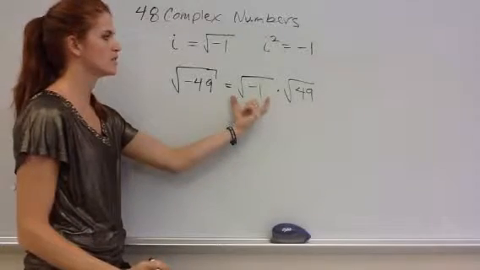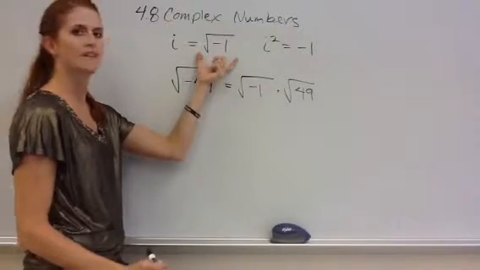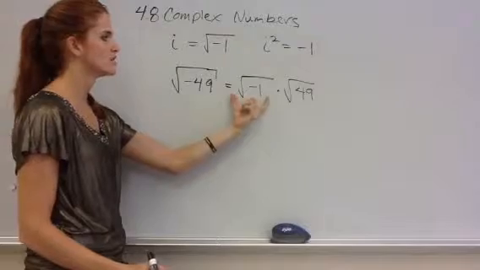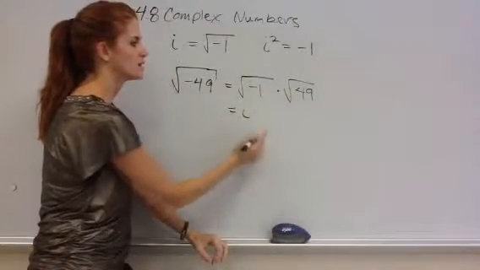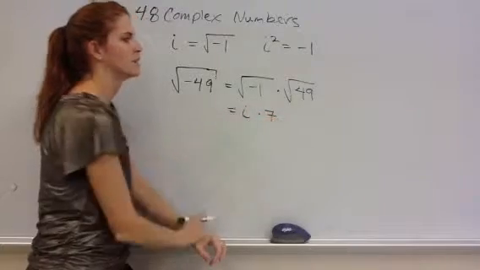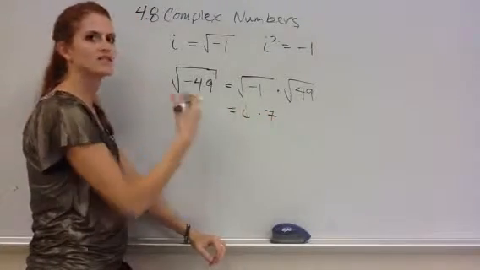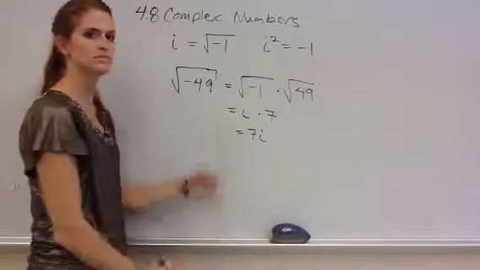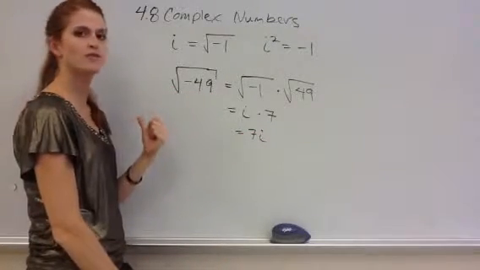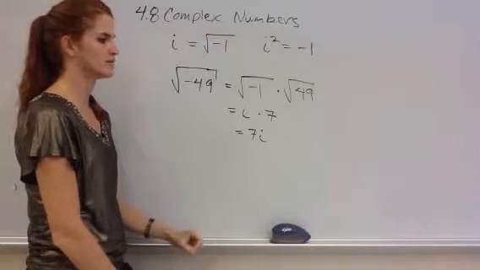Now, the square root of a -1, hey look, that's back here, that's just an i. So this is going to be replaced with i. The square root of 49 is going to be replaced with 7. And instead of writing it like this, it's just good math to write it as 7i. So the square root of a -49, the answer is 7i.